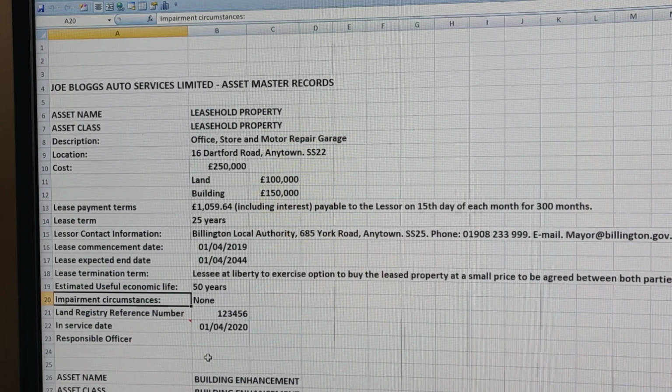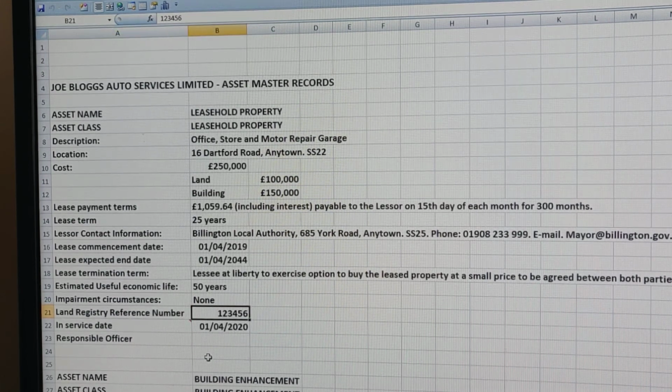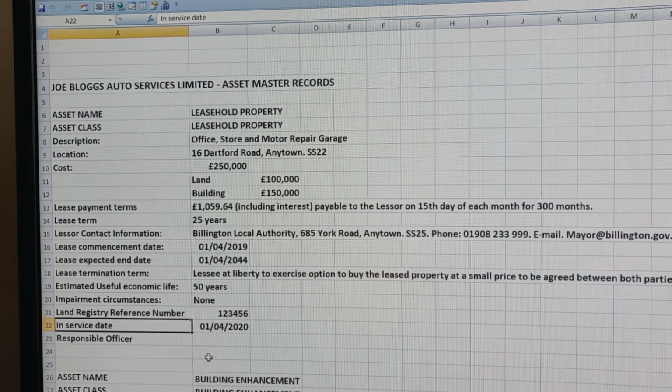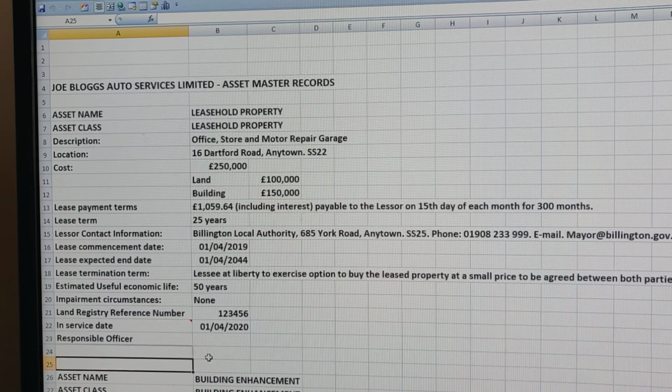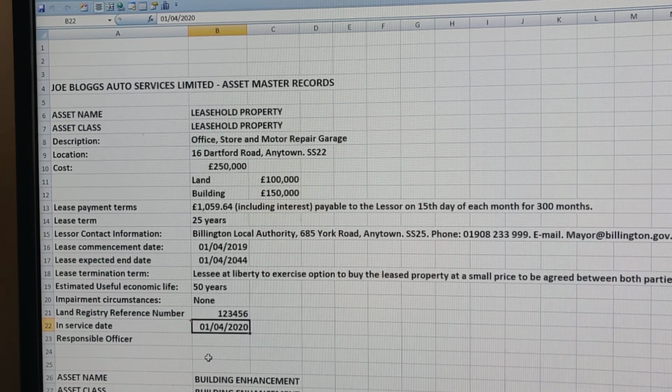Now, the asset, of course, will be registered. Your land registry number will be there. In service date, this date is very, very important. In service date is the date the asset will be brought into use. So those are the details that your fixed asset register must contain. I mean, the master record of your fixed asset register.